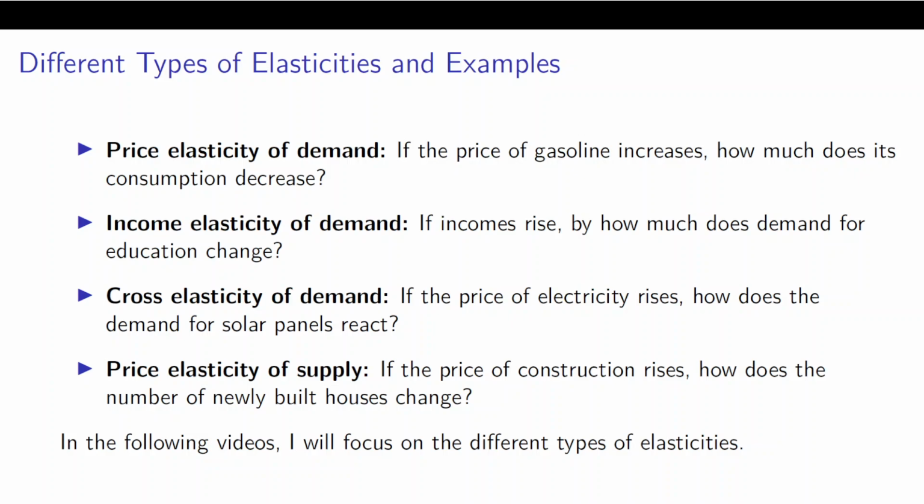I've already mentioned throughout this video that there are different types of elasticities, but now let's link them again explicitly to the examples that we had at the beginning, where the first one was an example for the price elasticity of demand, which means how the demand of one good changes if its price changes. The second was an example for the income elasticity of demand, so how demand changes if incomes rise. The third one was the cross elasticity of demand, so if the price of one good rises, how does the demand for the good that we are interested in change?